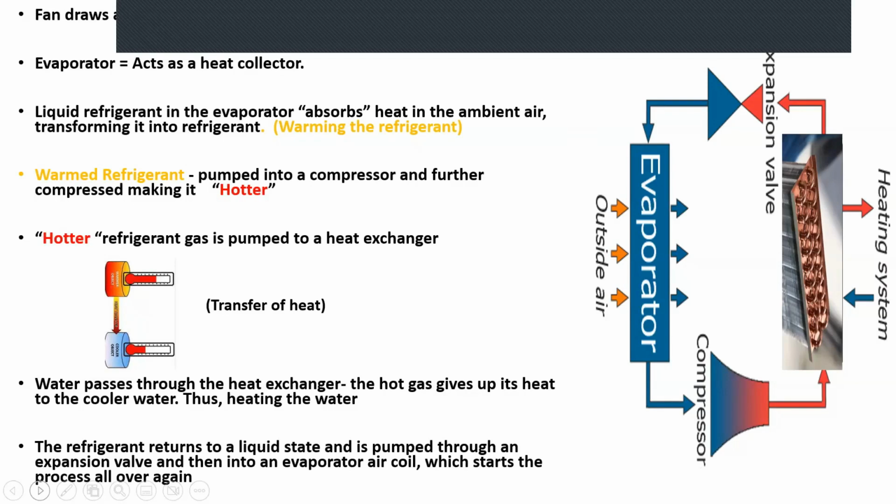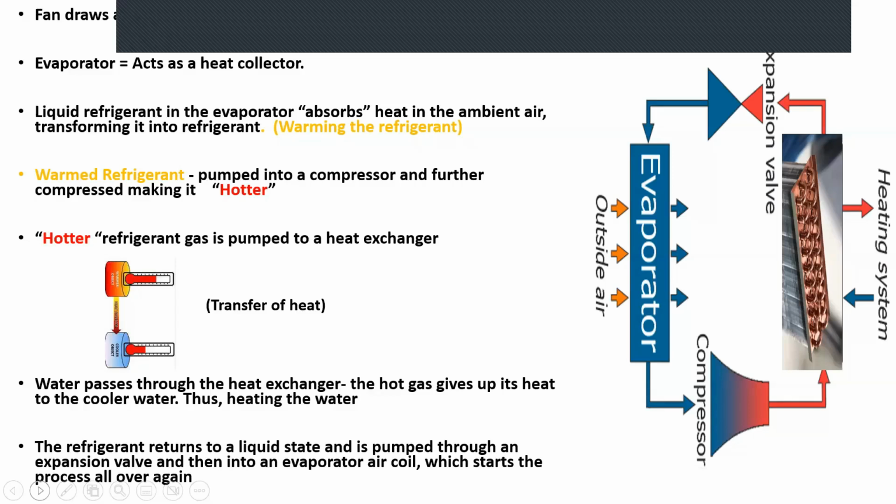An evaporator acts as a heat collector. I just see it almost like a sponge. It collects that ambient air, it's grabbing the air's heat. Obviously, there's liquid refrigerant in the evaporator, and that absorbs the heat in the ambient air and transfers it to the liquid refrigerant in the evaporator, thereby warming it slightly.